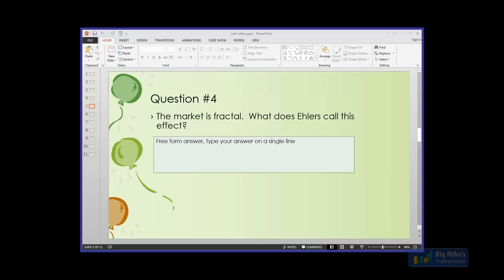Okay, question five. What filter best removes aliasing noise? Okay, we have a winner. Oleg, I need your BMT username, please. And the answer is Super Smoother.